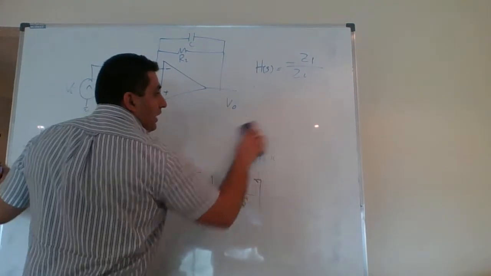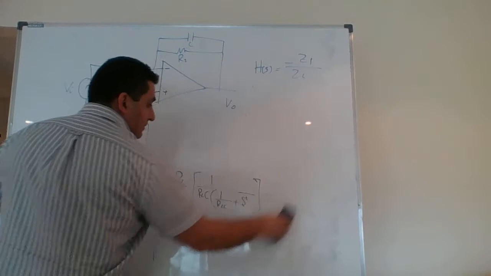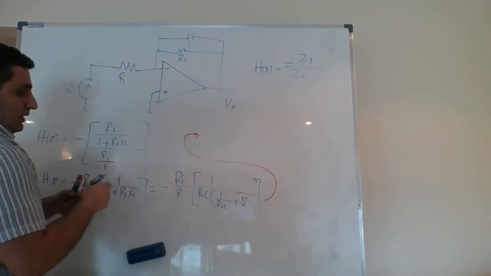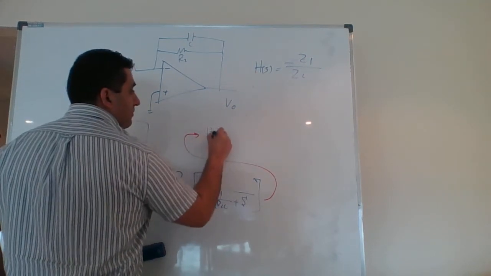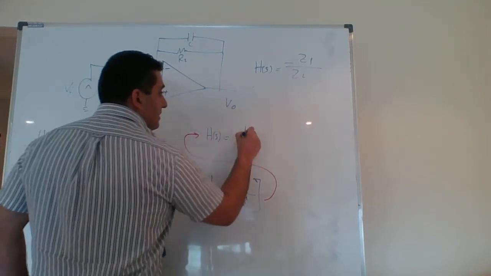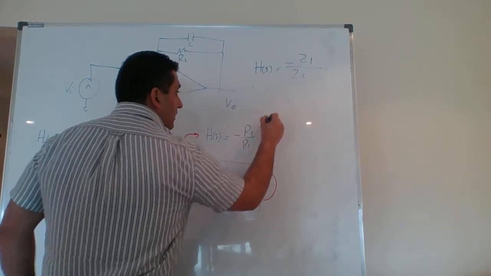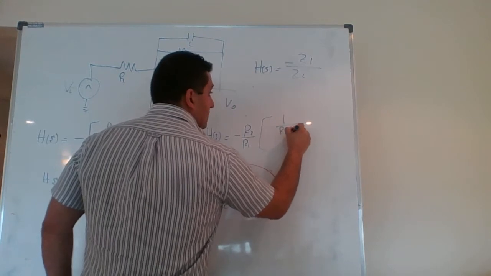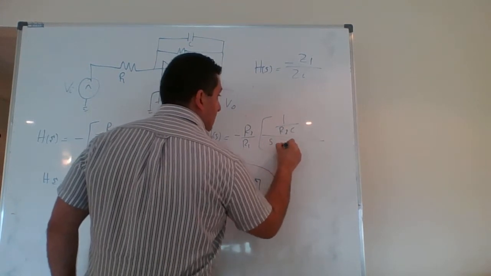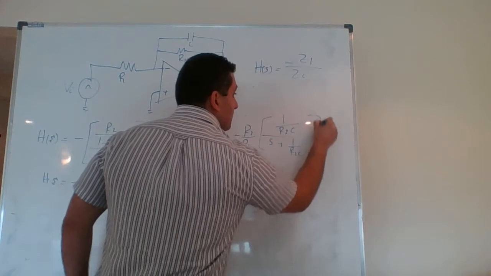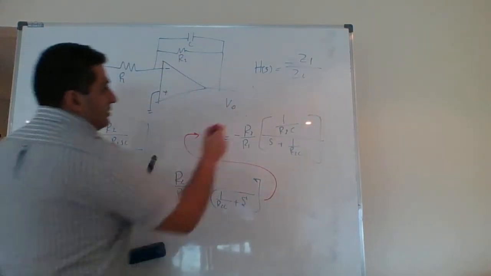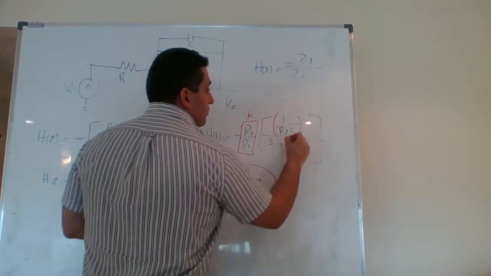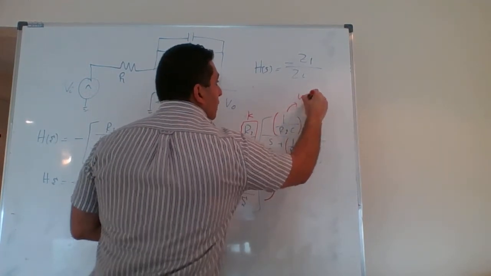Now, based on this system, I can go up and start in here, and I can see that H of S is equal to minus R2 over R1 multiplied by 1 over R2C divided by S plus 1 over R2C. This is known to me now as a K. This is known to me now as omega c.